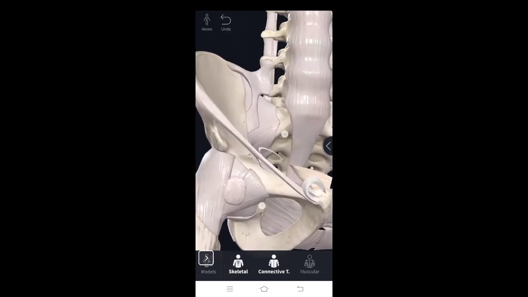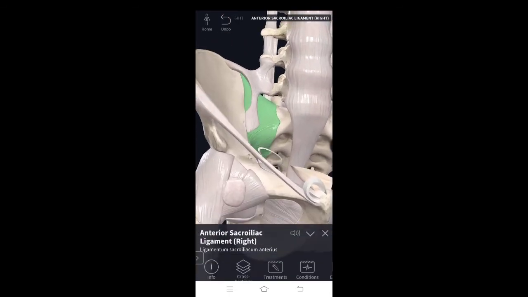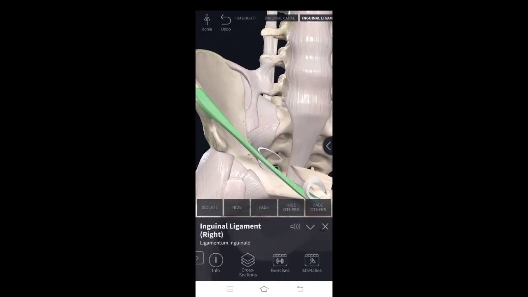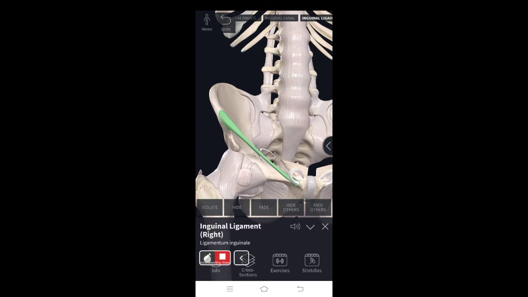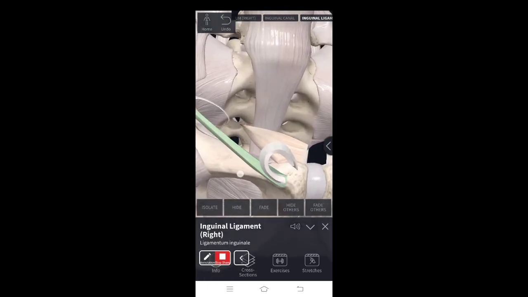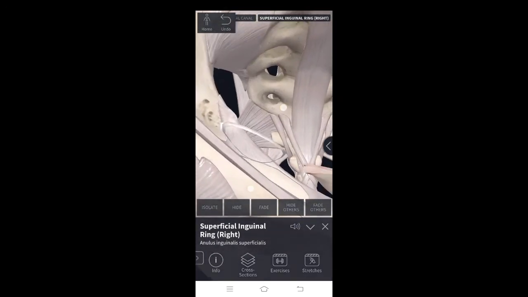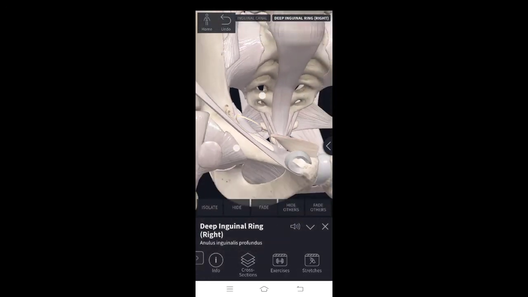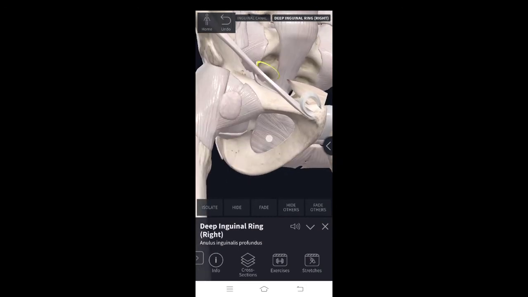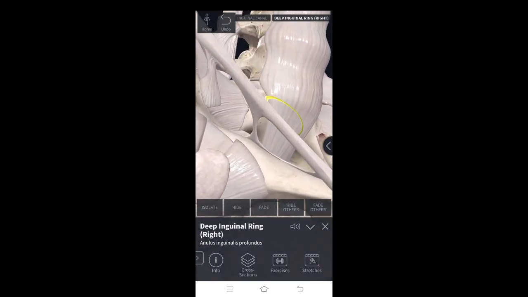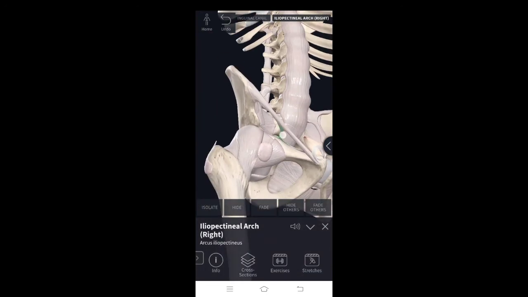Here you can see this is the inguinal ligament that I was previously talking about. The inguinal ligament extends from the anterior superior iliac spine till the pubic tubercle. So this is the formation of the inguinal ligament. Here you can see the superficial inguinal ring, and this is the deep inguinal ring. The inguinal canal is basically from the superficial inguinal ring till the deep inguinal ring, which we'll study. And this is the iliopectineal arch that is formed.